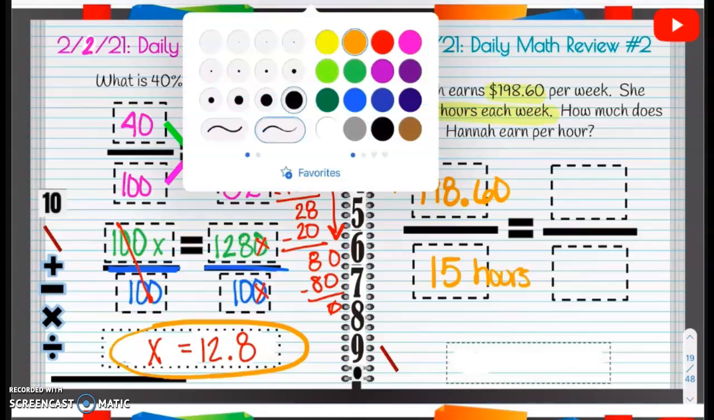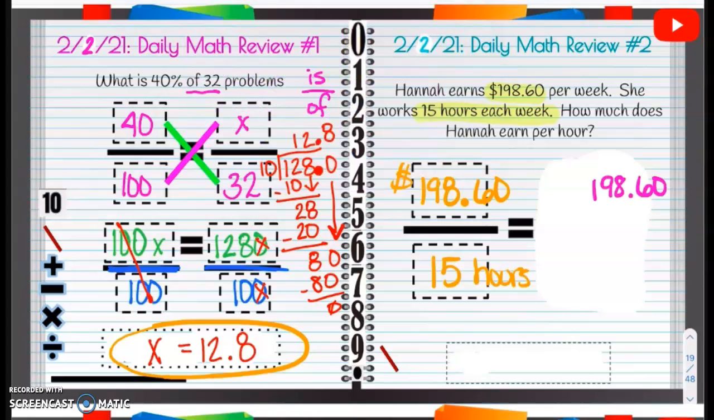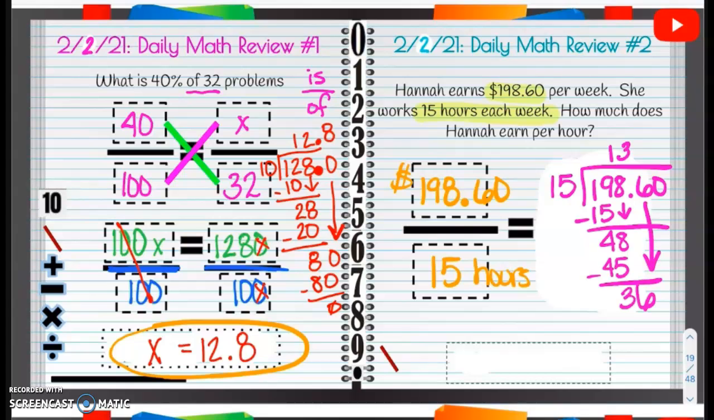Okay, let's see. Let's get some space. I'm going to delete this for right now to do some work here. Alrighty, so we have $198.60 divided by 15 hours. 15 can go into 19 one time. 15 times 1 is 15. Subtract, 9 minus 5 is 4. 1 minus 1 is 0, bring down that 8. 15 can go into 48 three times. 15 times 3 is 45. We're going to subtract. 8 minus 5 is 3. Bring down that 6. What did I forget to do before? Pop up that decimal. Pop it up.